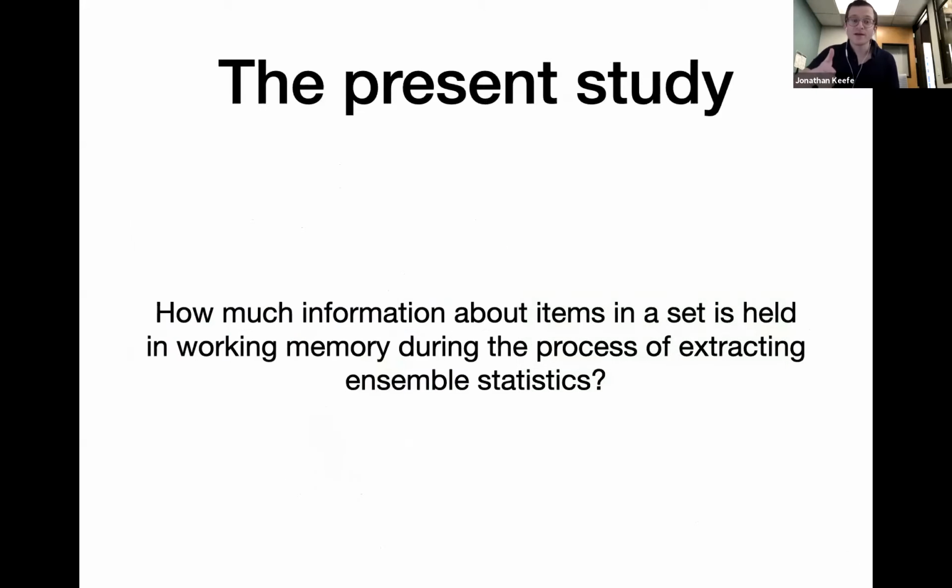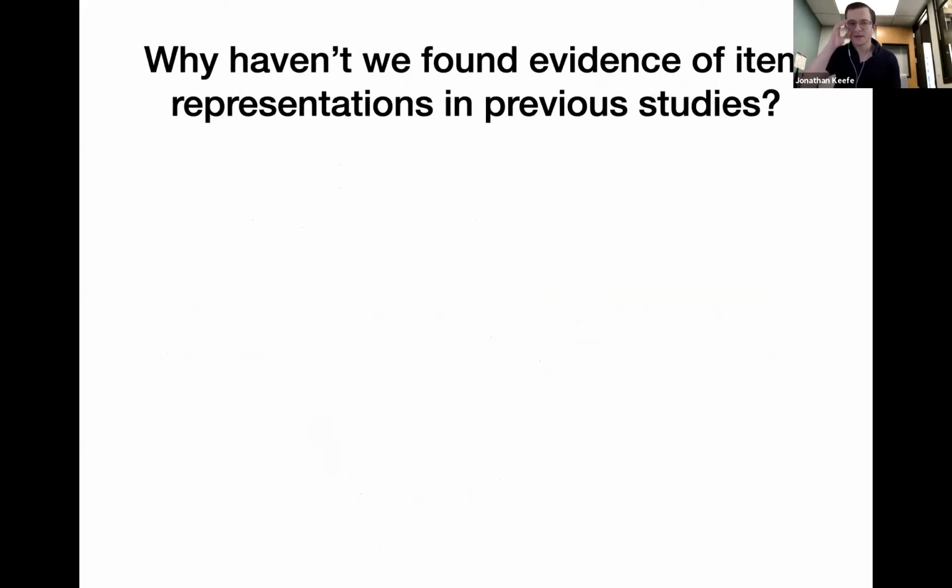And so to reiterate once more and circle back around to our question from the beginning of the study, information about all items in a set is held in working memory during the process of extracting ensemble statistics. Now this begs the question, why haven't we found evidence of item representations in previous studies? We have a couple ideas, though these aren't the only possible explanations.